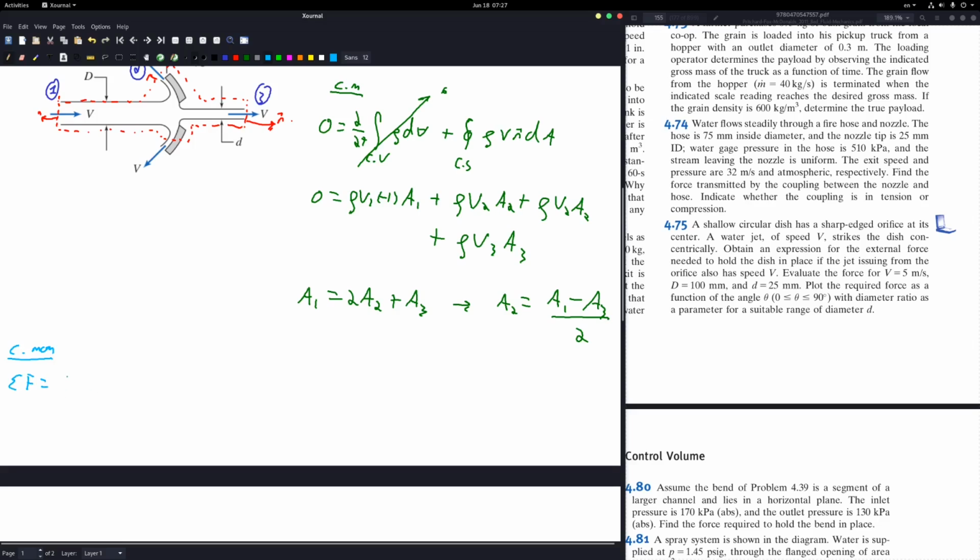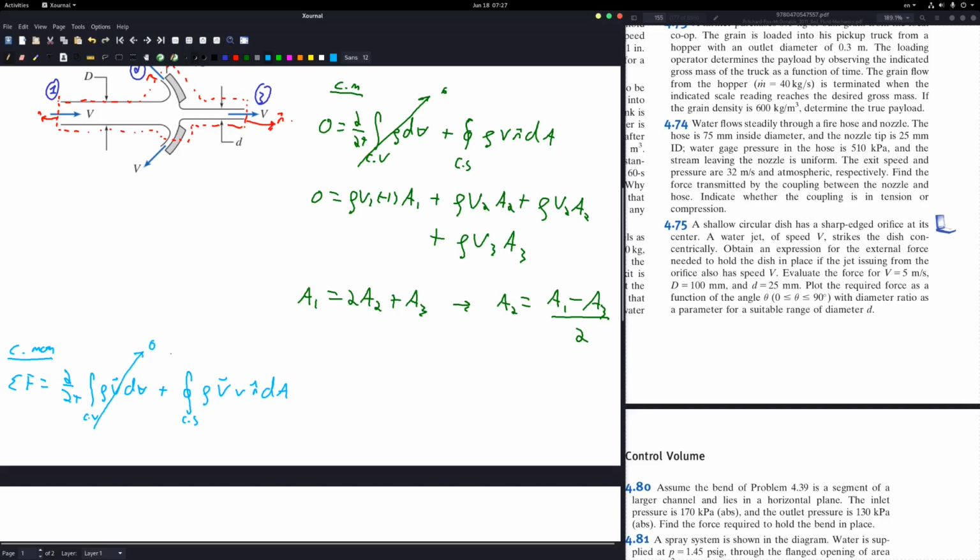The next step here is to do the conservation of momentum. So we know that the summation of forces is going to be equal to the rate of change of the momentum inside the control volume plus the ingoing and outgoing fluxes. Again, because we're at steady state, the rate of change of the momentum inside the control volume will stay constant, which means over time it will be 0.